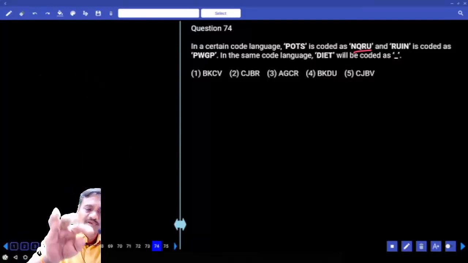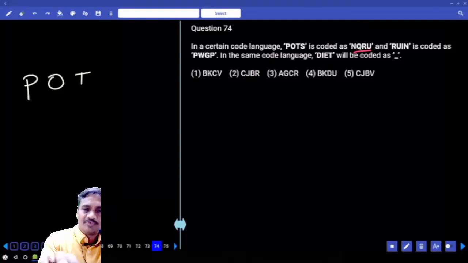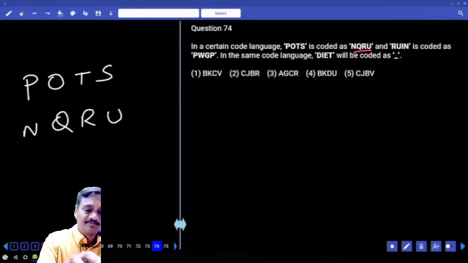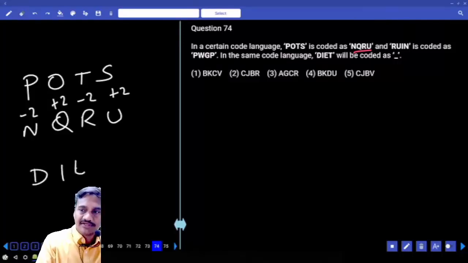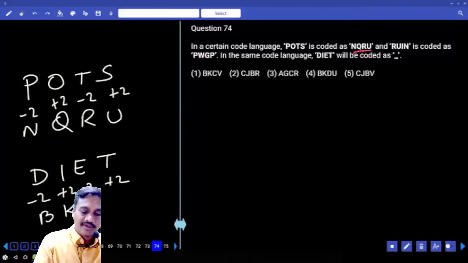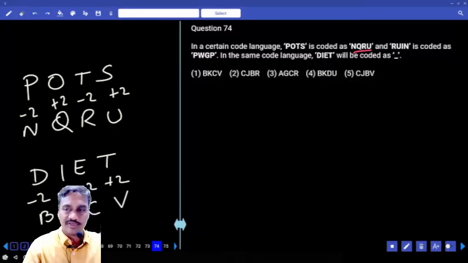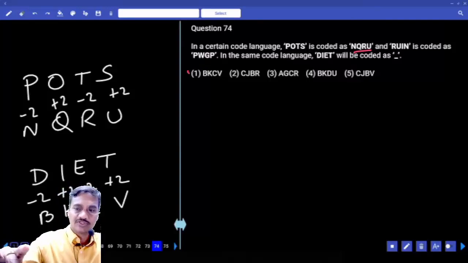Now minus 2 plus 2. Then POTS, parts. Now PARTS is coded as NQRU. Then in this one, P and N, P and N minus 2. O and Q plus 2. Minus 2 plus 2. And in the same way, DIET should be minus 2 plus 2, minus 2 plus 2. D minus 2, that is B. I plus 2, K. E minus 2, C. T plus 2 is V. BK, CV, choice 1.